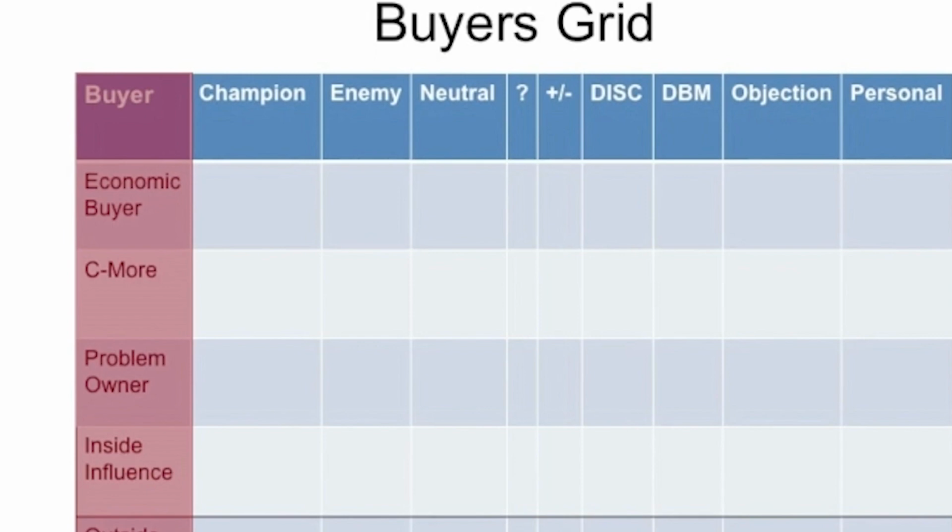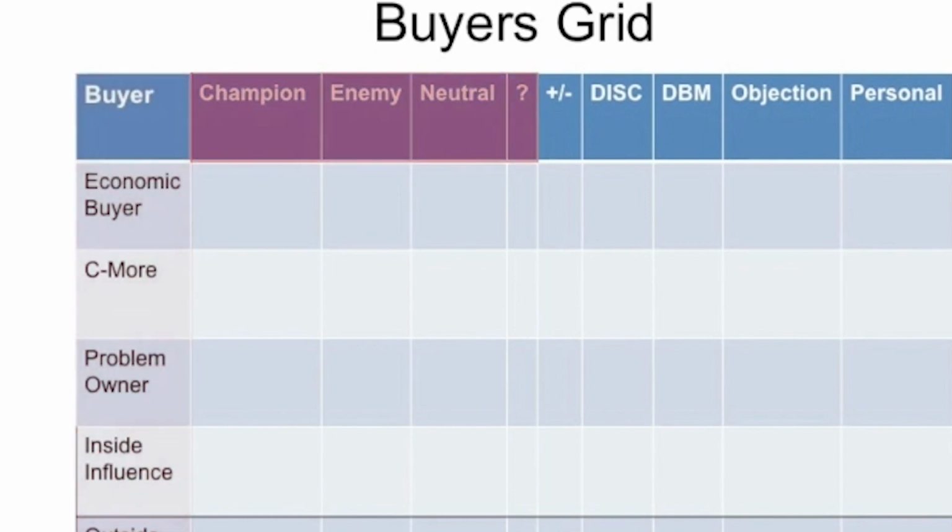Inside influence would be somebody who might have the ear of the CEO, but is not actually on the official committee. The outside, I'm an outside influence to most of my clients, meaning I don't even work for the company, but when decisions are made revolving around my expertise, they will ask me for my opinion quite often. So the goal is, I don't care what you call those people on the left-hand side under the buyer type, as long as you've identified who all the players are.